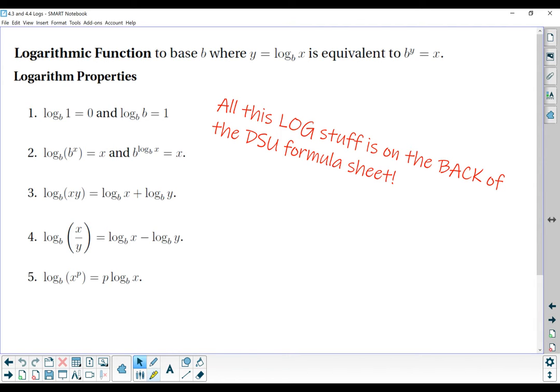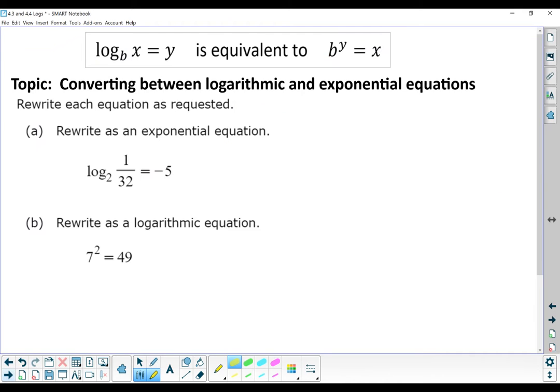So you have the definition, or the equivalence between log form and exponential form, on the very top of the back of the formula sheet, and then you have the 5 log properties. We'll be talking about some of these in this section. Some of them I think are in the next section though. Anyway, all that log stuff is on the back of the formula sheet.